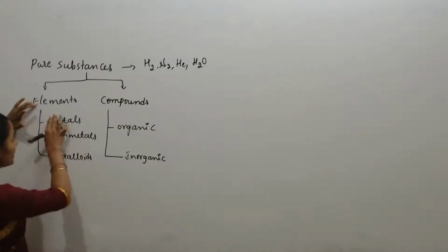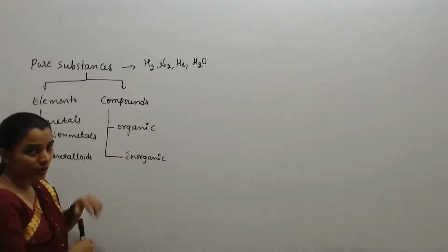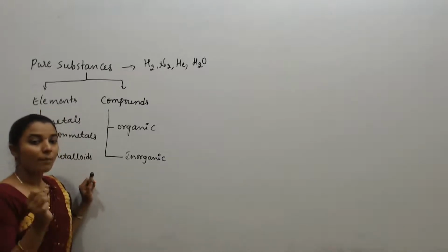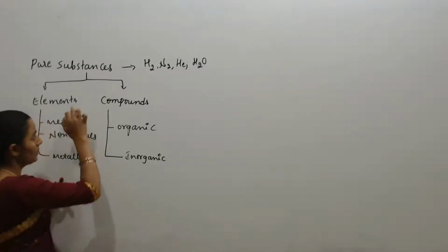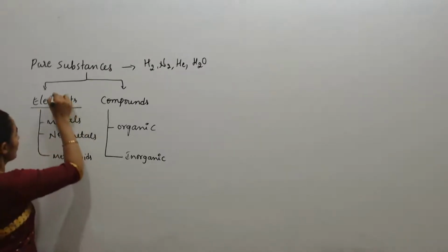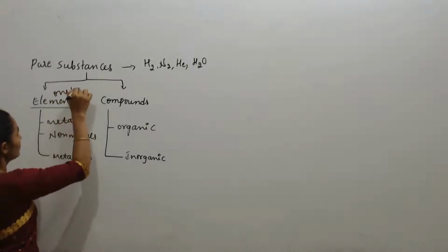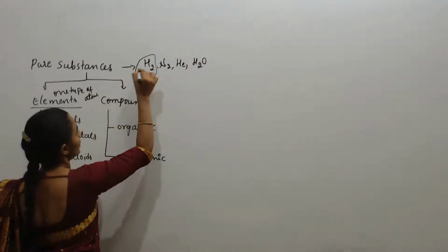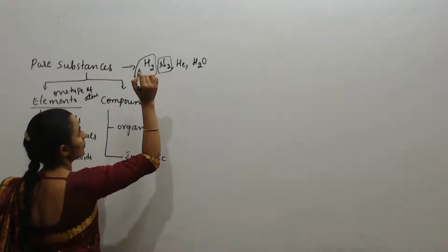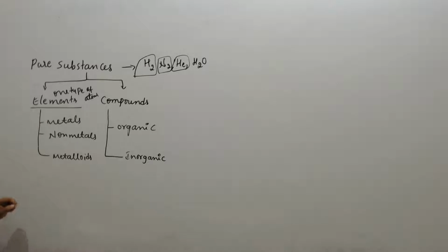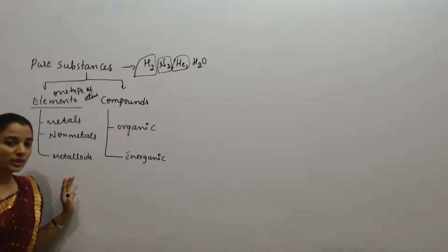So in that, elements are there, compounds are there. Okay, so elements means only one type of atoms combined with each other to form elements. Only one type of atoms. And right here, one type of atoms. So this is example for element. This is also example for element. Okay, this is also example for element. So these are all what? Pure substances that is made up of only one type of atoms or molecules.